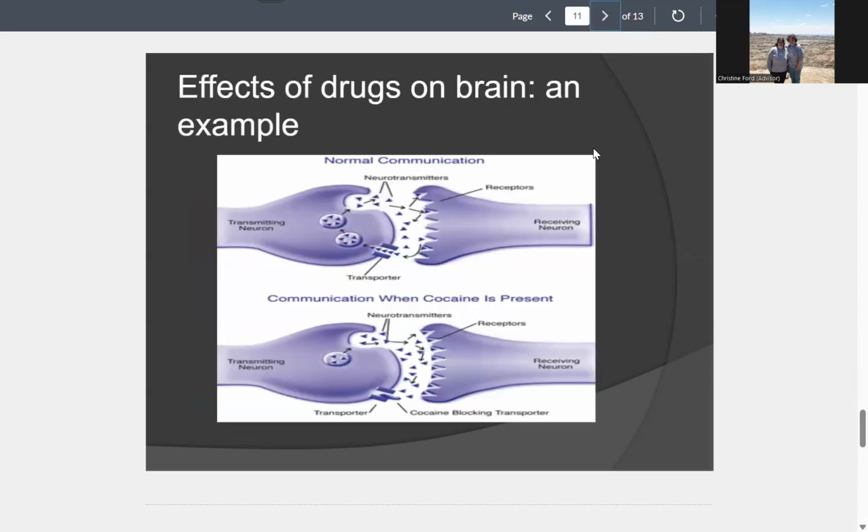So here you're going to see the effects of drugs on the brain. This is a normal example, the normal communication. And then down below, you see the communication when cocaine is present. When looking at this, you see that the transmitting neuron is flooding the synapse with a whole bunch of neurotransmitters. The receiving neuron is picking up a whole bunch more neurotransmitters, and there is actually a block that is preventing it from doing that natural circular pattern and blocking the reuptake, so that the system gets flooded with whatever drug or medication is present.